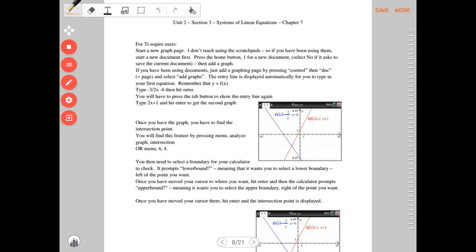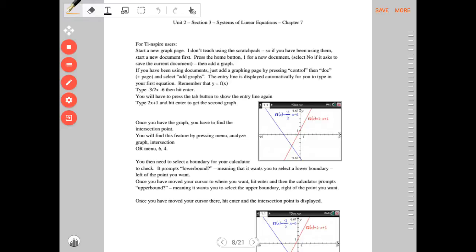Okay, so I want you guys to start a new graph page. Remember, I don't teach using the scratch pad, so we showed you how to do this a while ago. So if you have been using them, start a new document first. So you press the home button, then press 1 for a new document. If you had a document going, it'll ask you if you want to save it. Just say no to the current document, it's not a big deal.